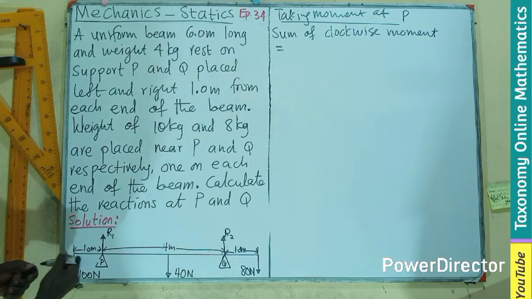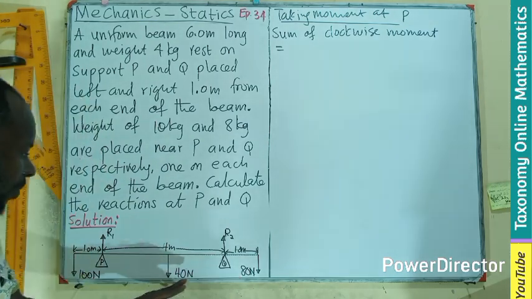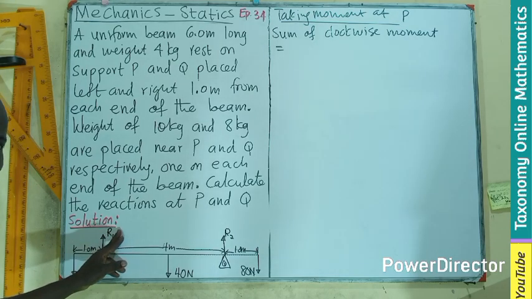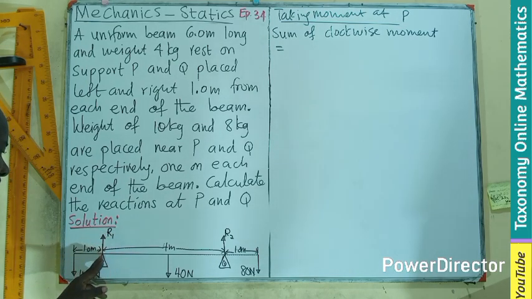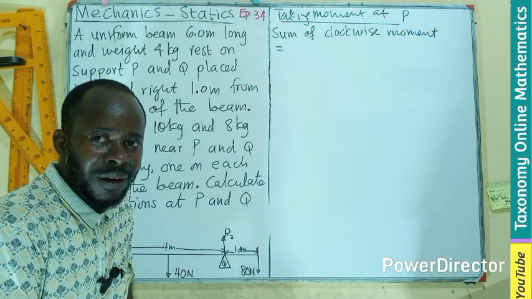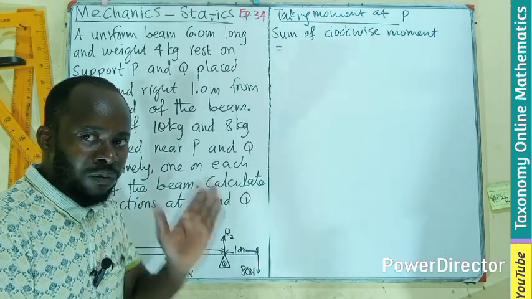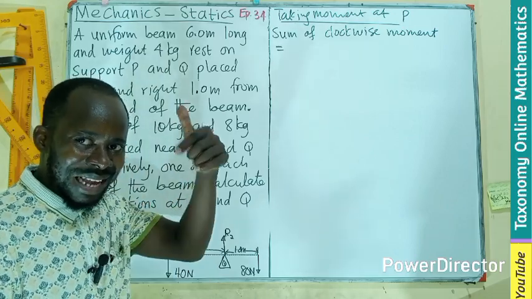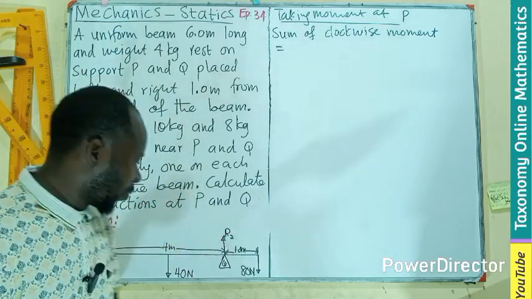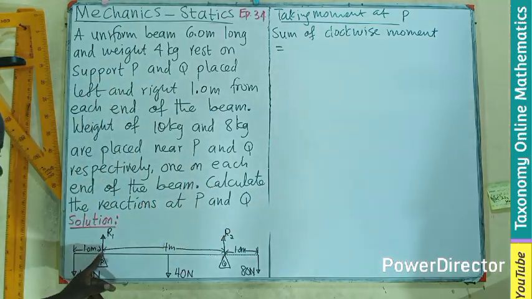Alright. So now let's see what will be the clockwise. Clockwise, R1. R1 is having a force, but the distance is 0 because we are still at the pivot P. There is no distance to multiply the force with. So the moment at the R1 will be 0.